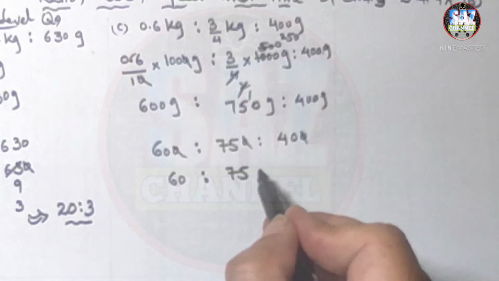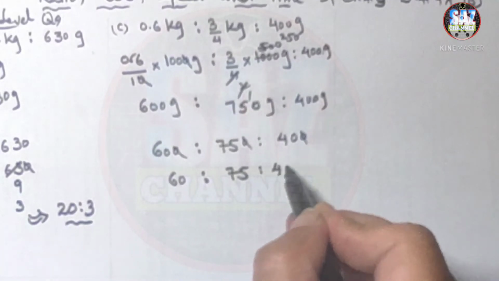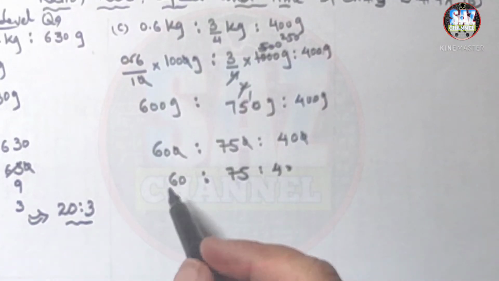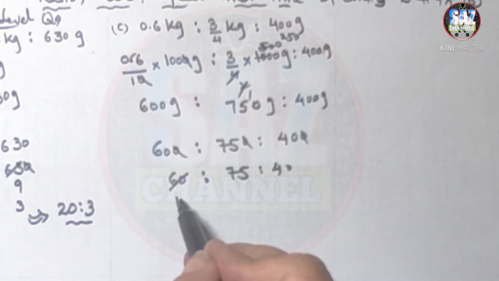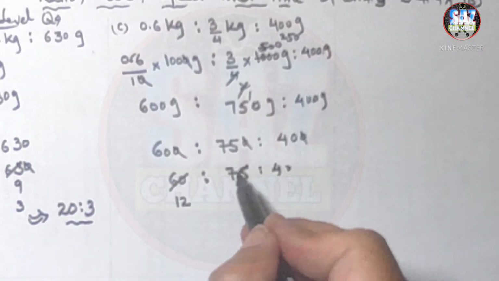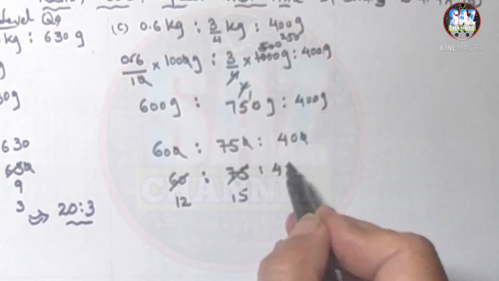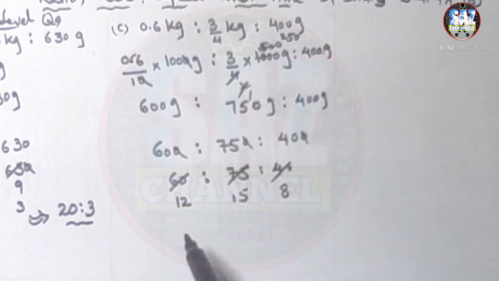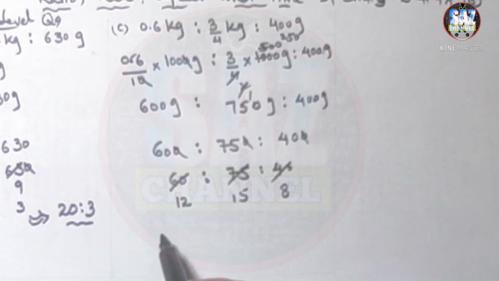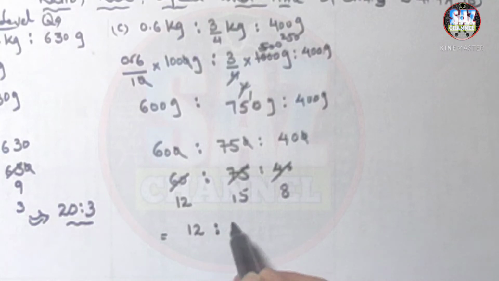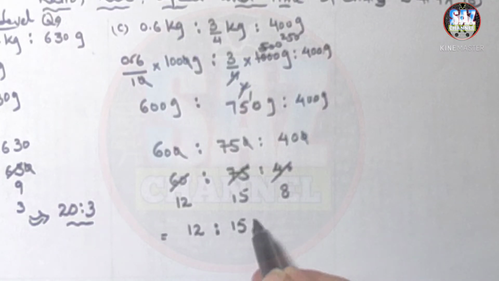75 ratio 40. And now which table? 5 12s are 60, 5 15s, and 5 8s. So 2 are even and 1 is odd, so we cannot simplify it more. So the question will take the form 12 ratio 15 ratio 8.